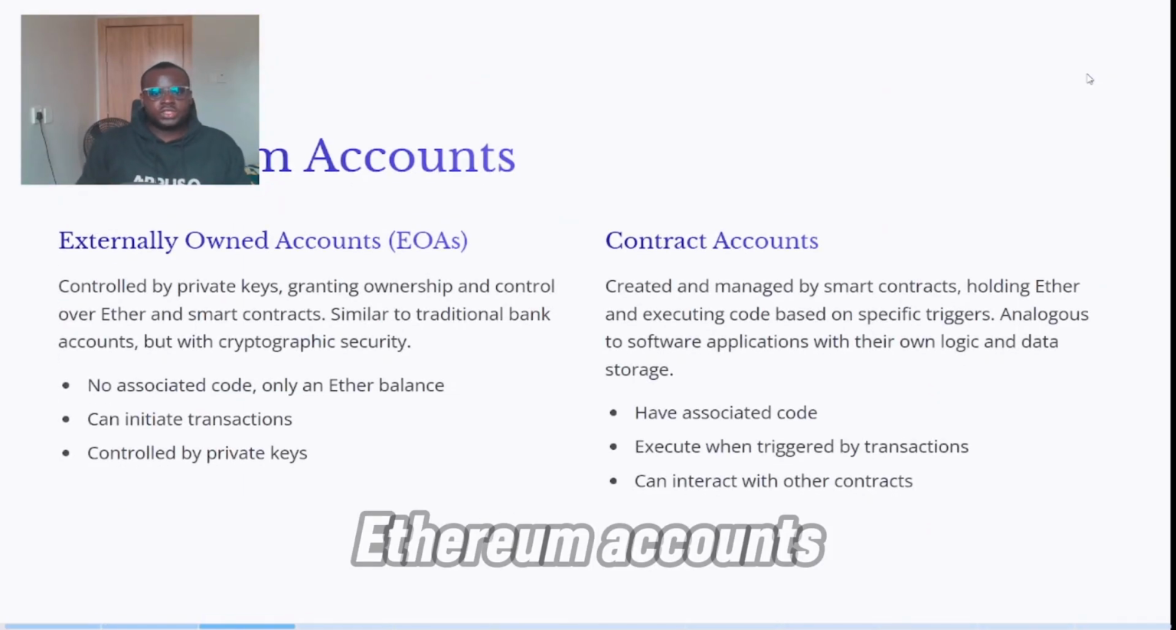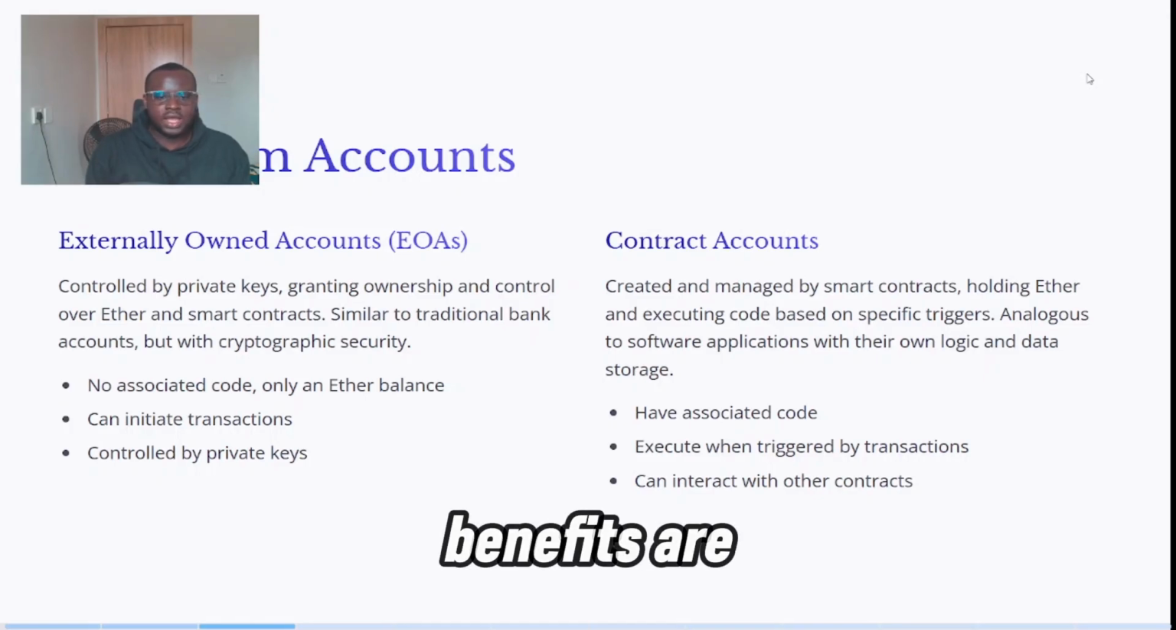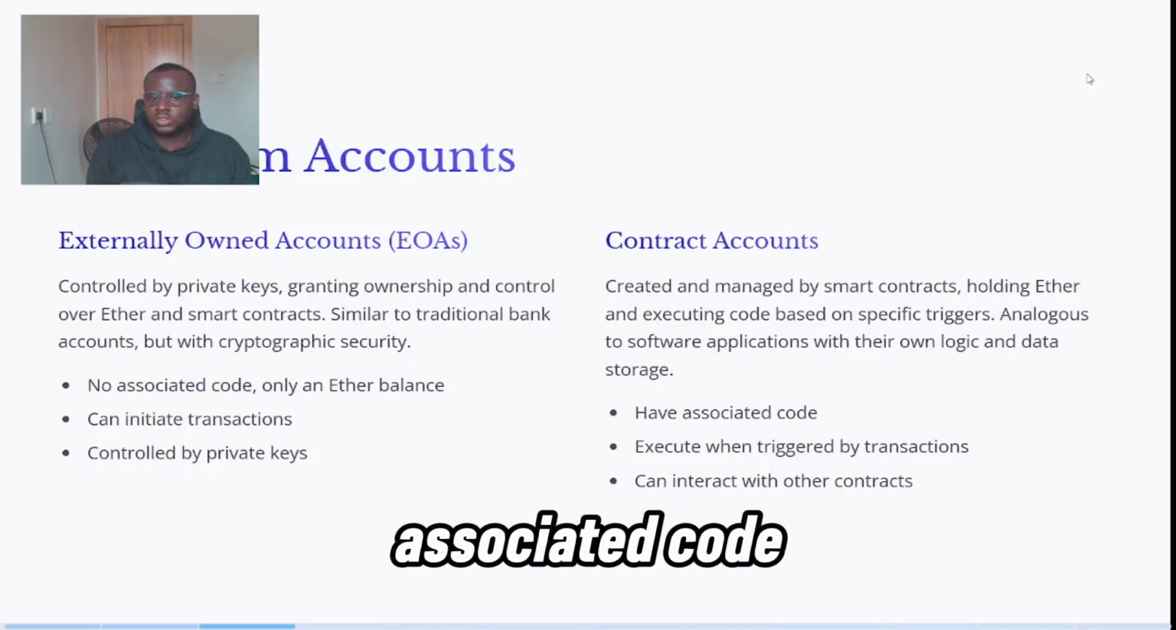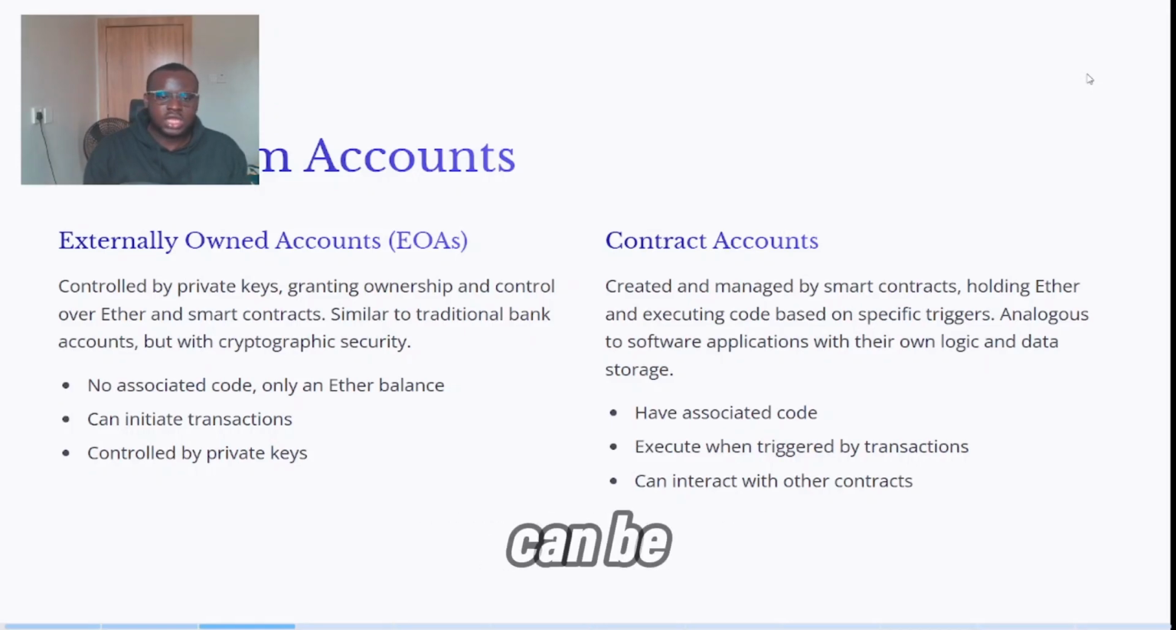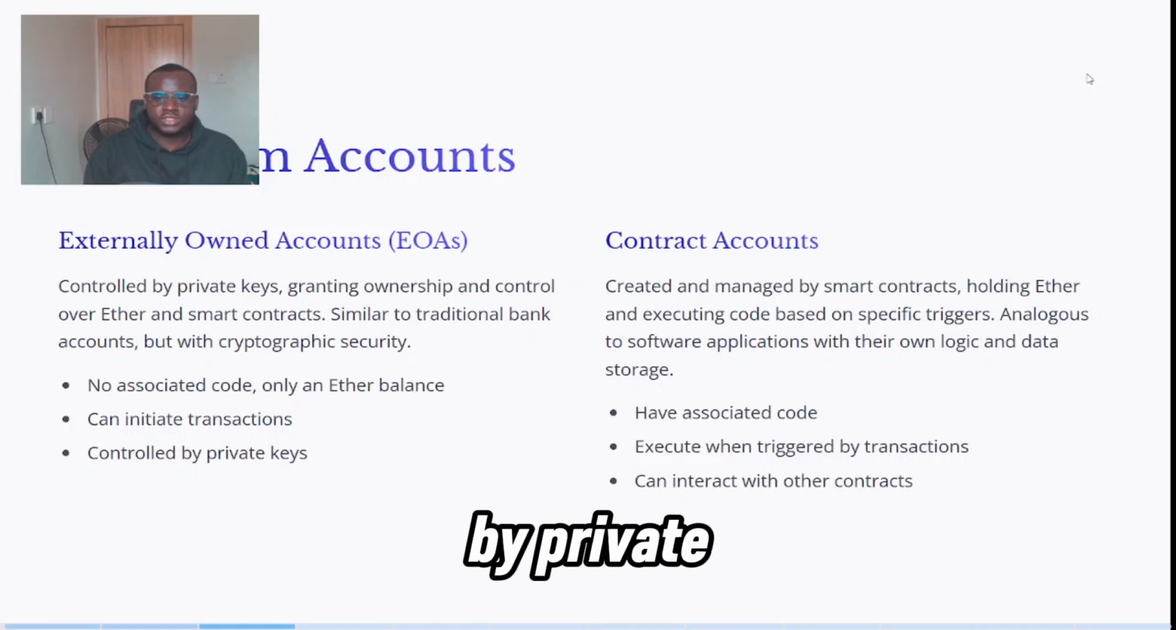So we have two types of Ethereum accounts. We have the EOAs and then we have the contract accounts. The EOAs are controlled by private keys and they grant ownership and control over Ether and smart contracts. This is similar to a traditional bank account but with cryptographic security. Some of the benefits are that you can track your Ether balance and there is no associated code with EOAs. They can be used to initiate or sign transactions and are controlled by a private key.